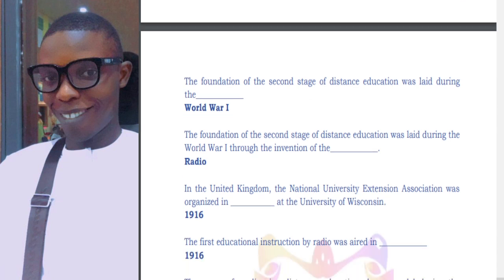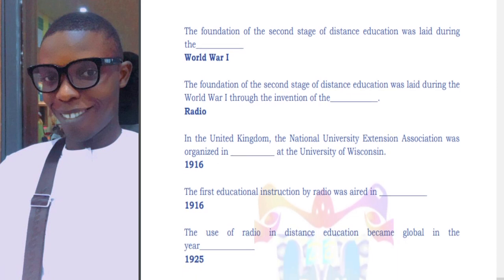Now, the foundation of the second stage of distance education was laid during World War One. Another thing I want us to type in the comment section for me is, when did World War One take place? What place did it take place? What time of the year? Or rather, what years? I think that's a better way to present it. What years did World War One take place?